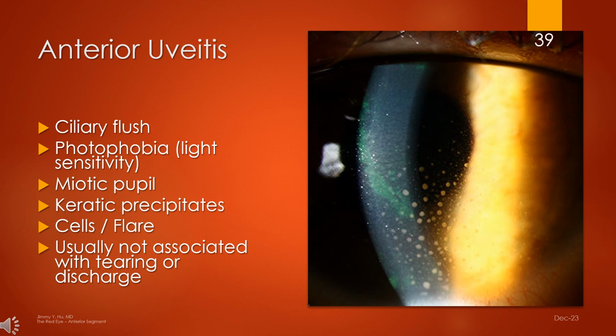You may or may not see keratic precipitates, and these are little clumps of white blood cells stuck against the endothelium. You will certainly see cells and flare, and these patients are usually not going to be complaining of tearing or discharge. It's really going to be photophobia. That's the main hallmark of issues here.